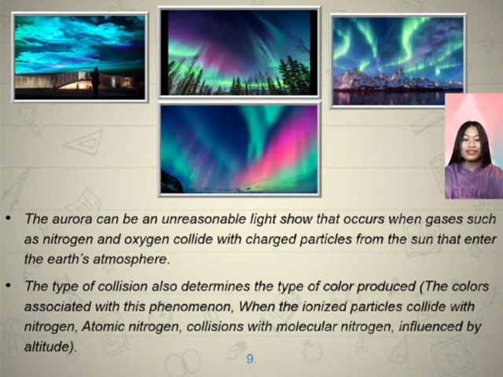The exhibitions are also influenced by altitude. Purple and violet appear about 60 miles high. Blue is displayed at 60 miles. Green light appears about 150 miles high, while red displays are expressed at 150 miles and above.